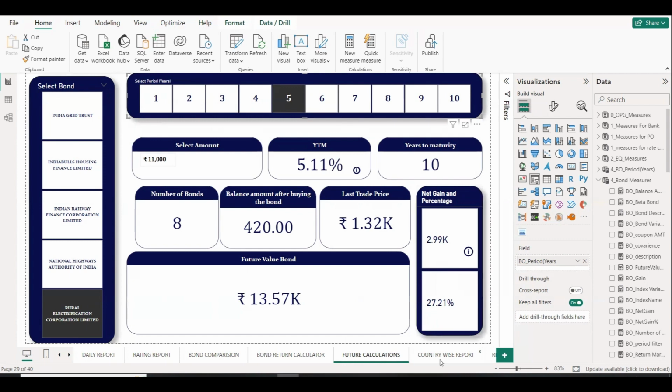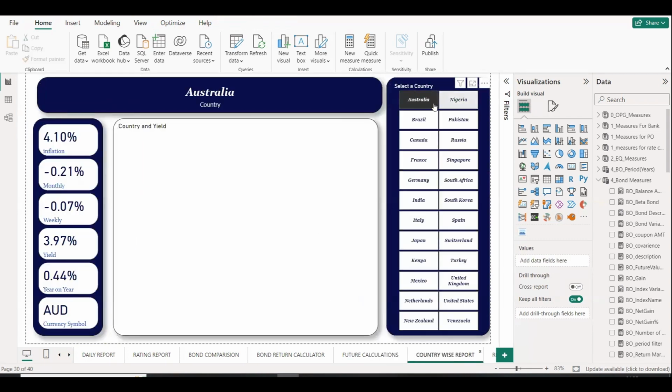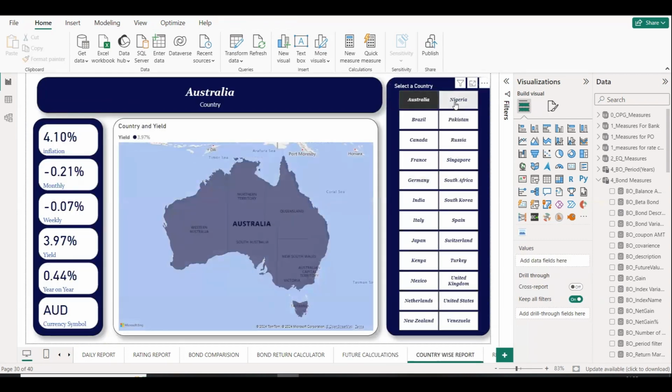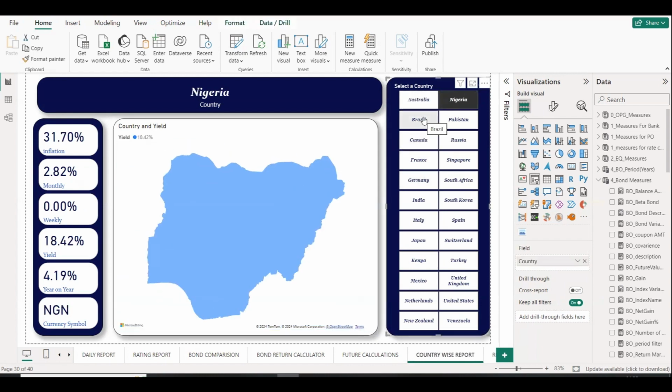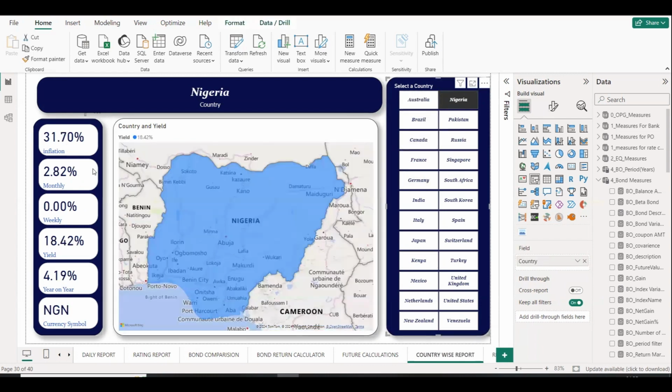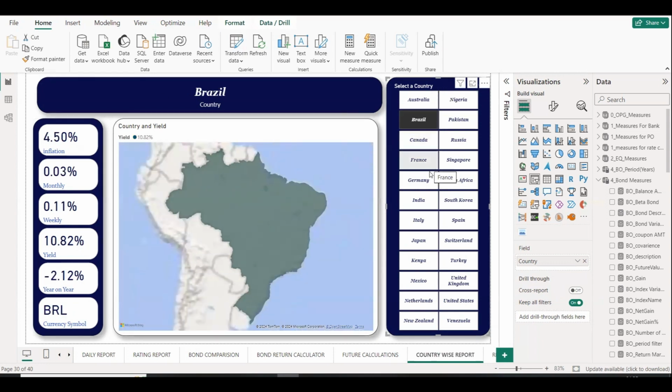And the next page is just a country-wise report where I'm comparing each country's inflation with its monthly and weekly changes in the yield, as well as the year-on-year comparison. It's just an informatory page here: if you want to see at an international level how bonds are performing, you can come to this page and choose. Okay, that's all about bonds.